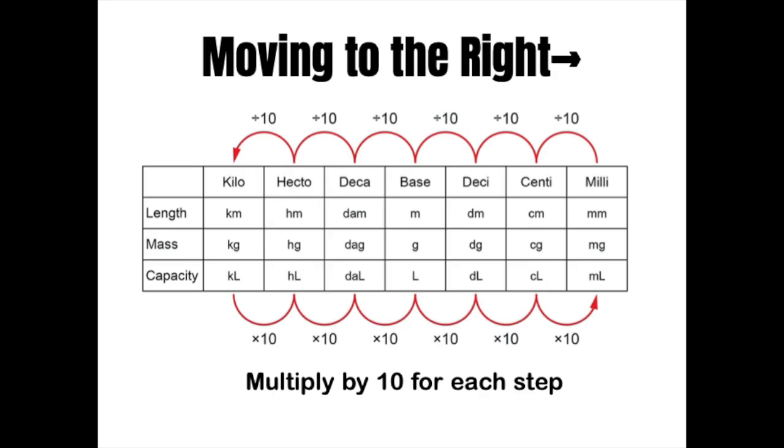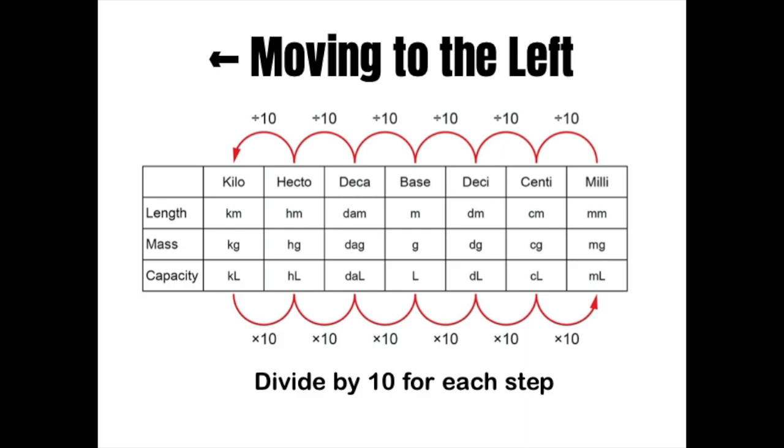If you're moving to the right, you will multiply by 10 for each step. For example, if you are moving from kilograms to grams, you are moving to the right. Therefore, you will multiply by 10 for each step. In this case, you will multiply by 10 3 times, which also translates to multiplying by 1,000.